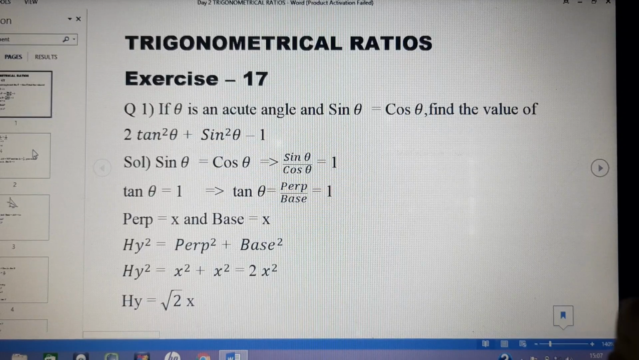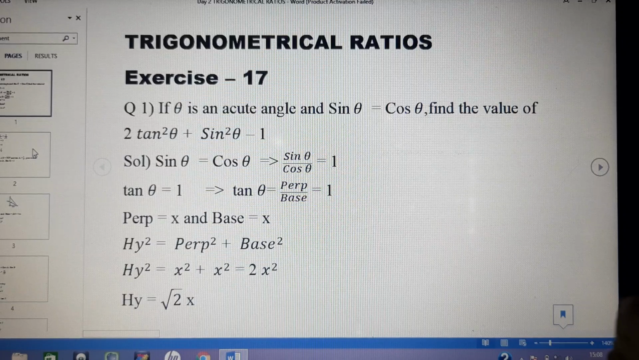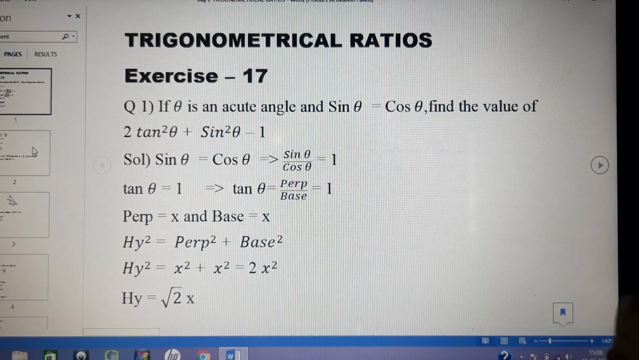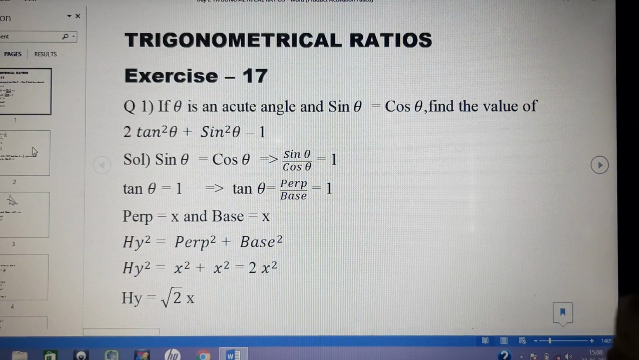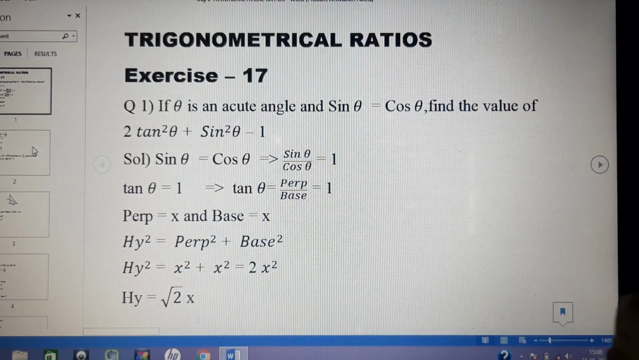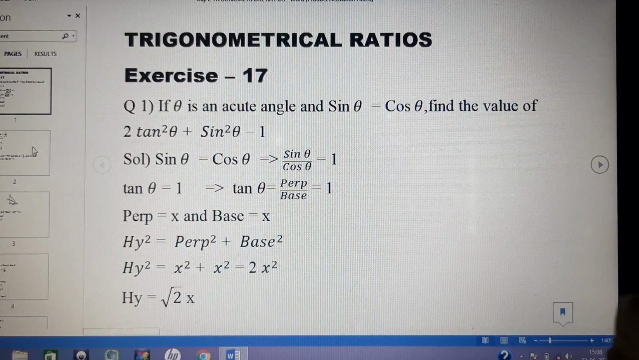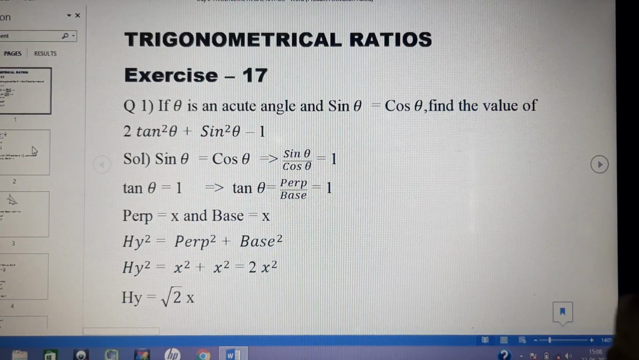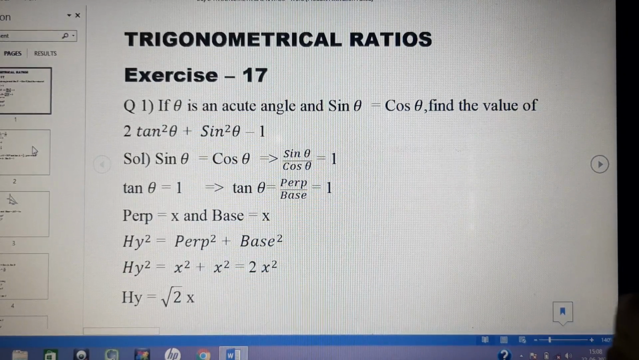Yesterday, day before yesterday, we did the definitions of all 6 trigonometrical ratios. Let us revise them. I told you the shortcut, PBPHHB. That means P upon H. Sin theta is equal to perpendicular upon hypotenuse, and cos theta is equal to B upon H, that means base upon hypotenuse, and tan theta is equal to P upon B, perpendicular upon base. And the other 3 are the reciprocals of all these 3 trigonometrical ratios.